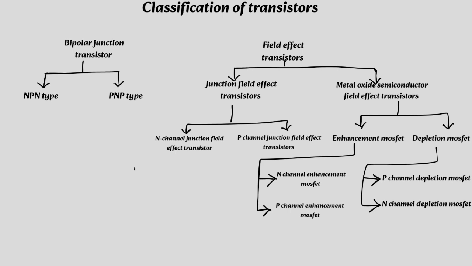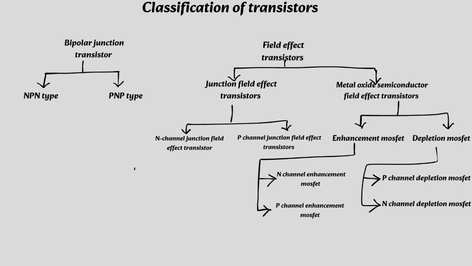Coming to FET, the field effect transistor is a unipolar junction transistor, meaning it uses only either holes or electrons. The next difference between the FET and the BJT is that the BJT is a current controlled device, and coming to FET, the FET is a voltage controlled device. I will discuss these two again, why one is called a current controlled device and the other a voltage controlled device.